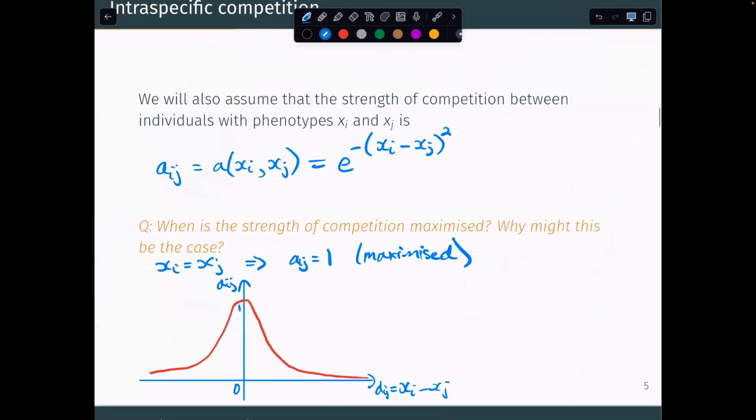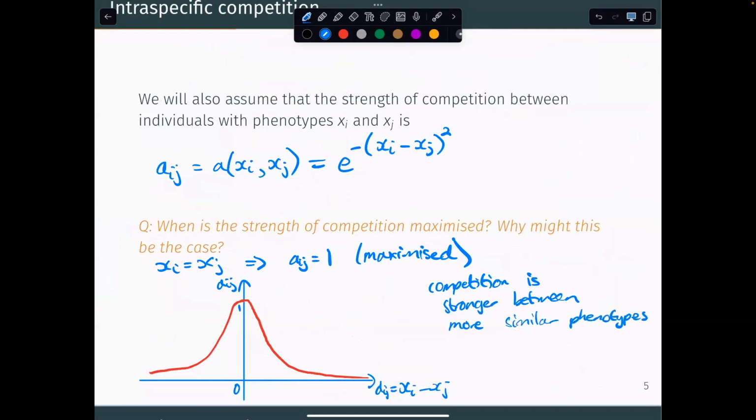So why might this be the case? Competition is stronger between more similar individuals. I'll put it as more similar phenotypes here, just for clarity. Yeah, this might refer to where they prefer to nest. Okay, so they're competing for the same territory. Okay, so that's the basic model set up.